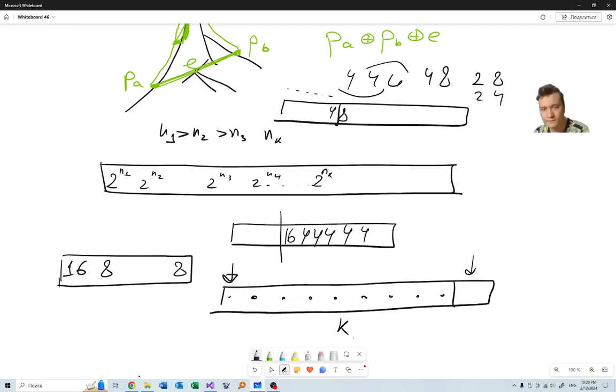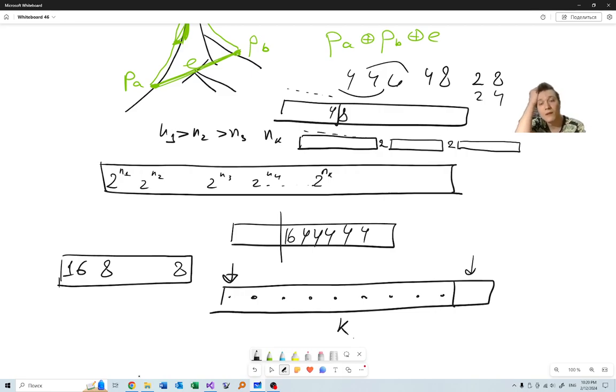Okay. So it looks like we have some decreasing pattern, then we have a 2, then we again have some decreasing pattern, and then we have a 2, and then we have some decreasing pattern, and maybe 2 or maybe 4 in the end. So there might be no 2. Excellent.